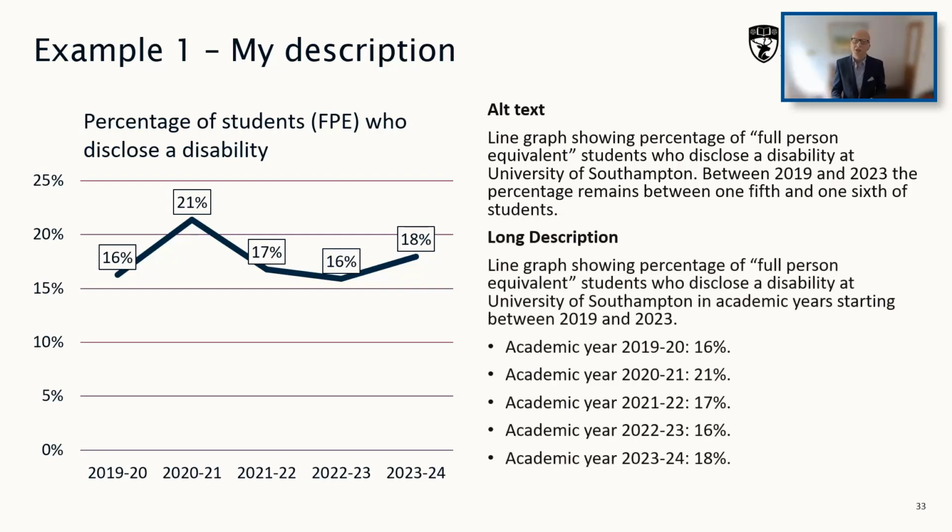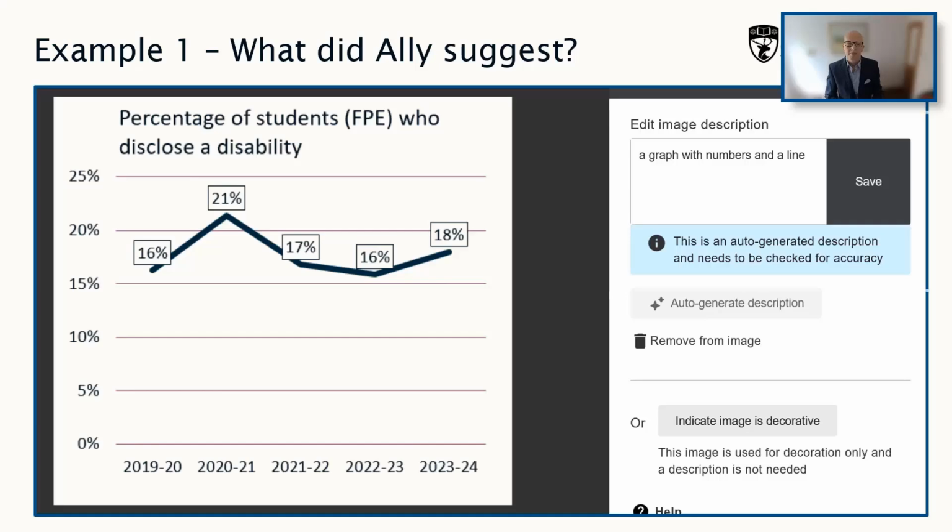And for the long description, I set out the result for each academic year as an unordered list. This semantic detail will make it easier to anticipate and review the description for someone using a screen reader. It would also be easier to visually scan for readers as well. So for example, I have academic year 2019-20, 16%.